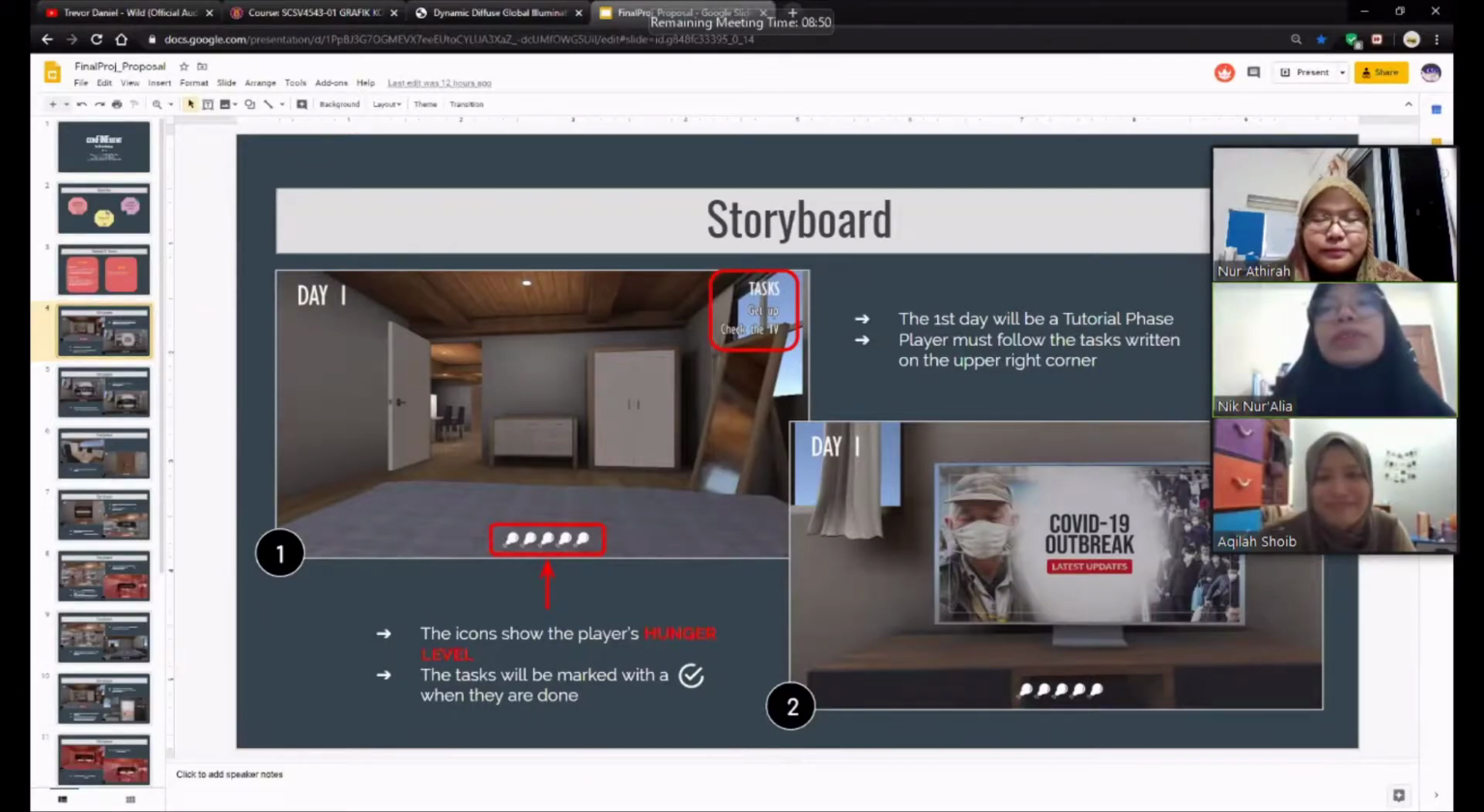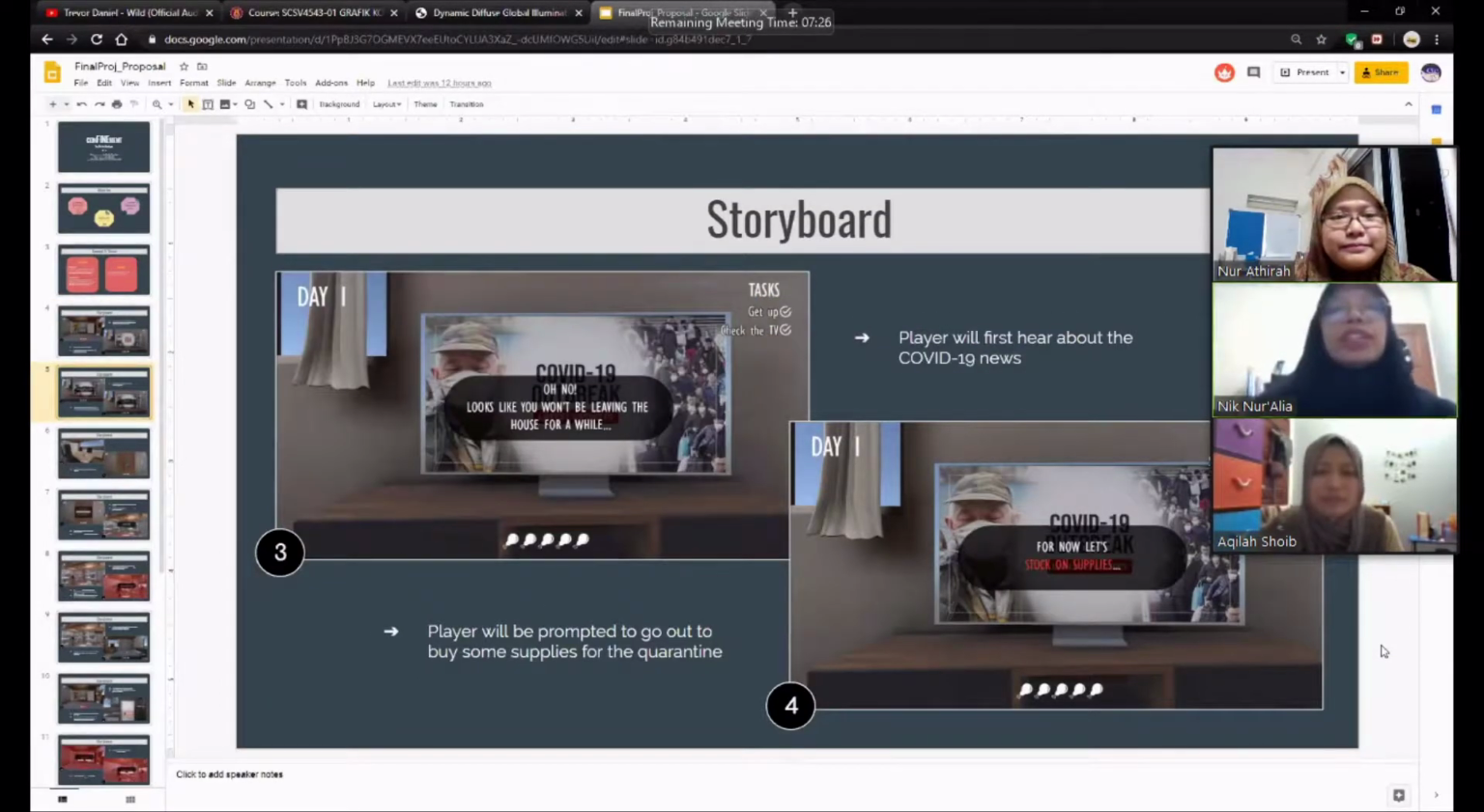So the storyboard. For the storyboard, the player will be introduced into the game for day 1, which will be the tutorial phase, and the player must follow the task written on the upper right corner. And the bottom icons on the screen will be the hunger level of the player. Hunger level ni akan diterangkan dalam slide kemudian. And bila task itu dah done, dia akan ditikkan.